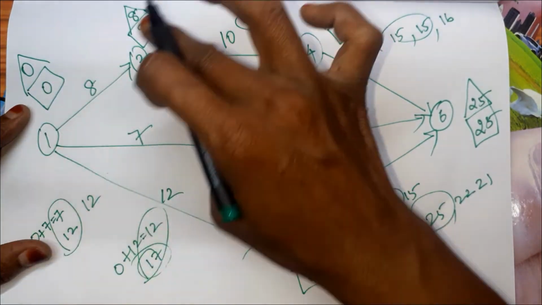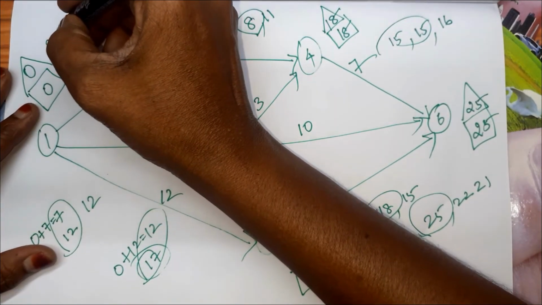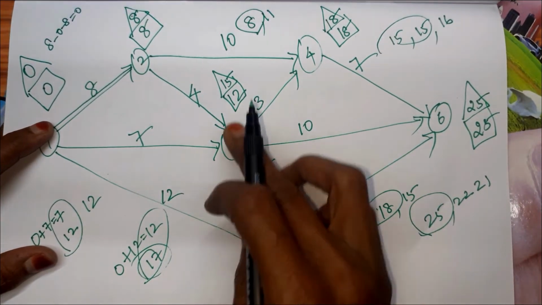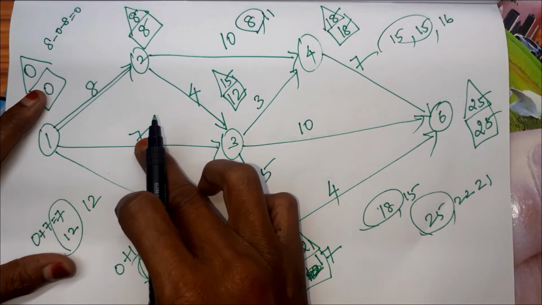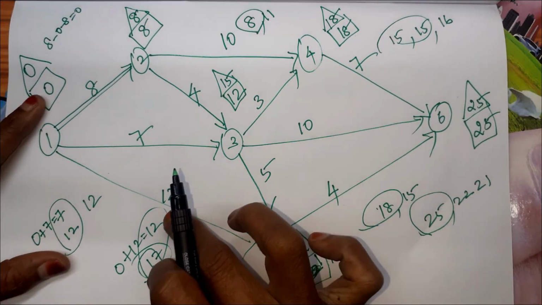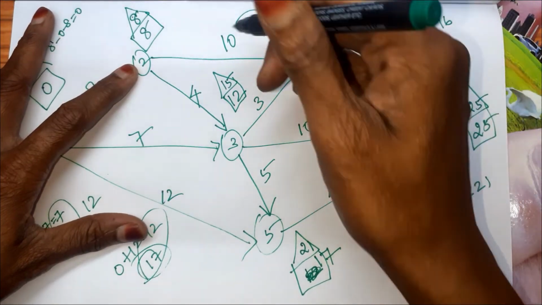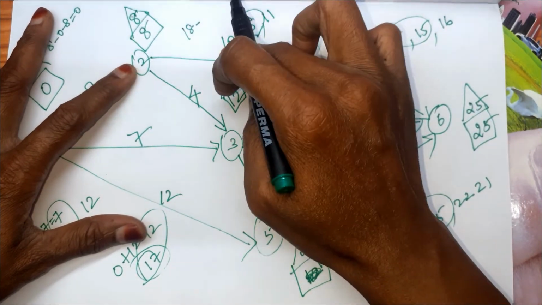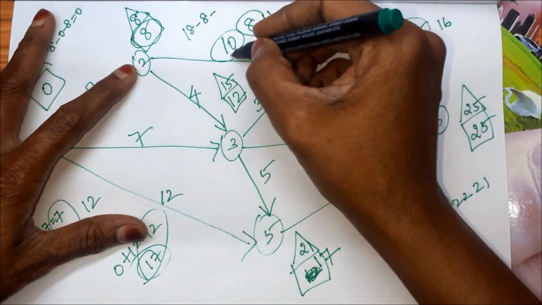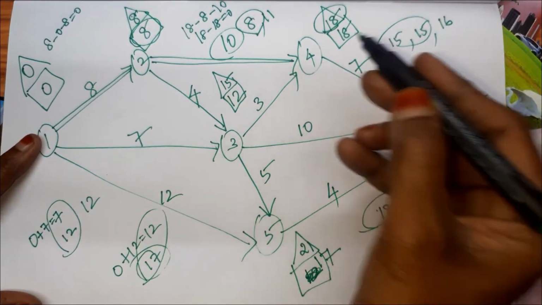If it is 0, make that a critical activity. So 8 minus 0 minus 8, which is 0. So this is a critical activity. For this, 15 minus 0 minus 7, it is not 0. For this, 21 minus 0 minus 12, it is not 0. For this, 18 minus 8 minus 10: triangle value minus box value minus duration is 0. 18 minus 18 is 0. So this is a critical activity.